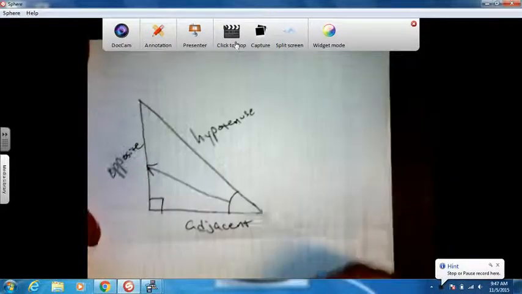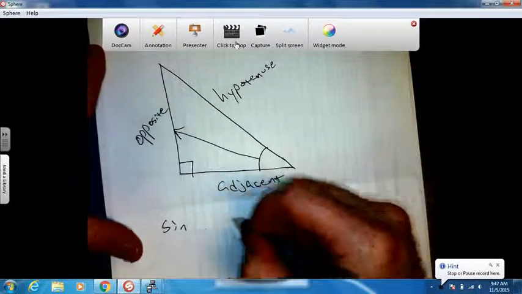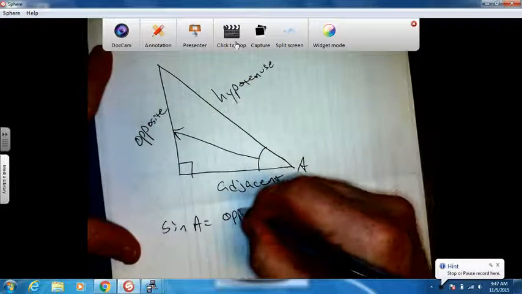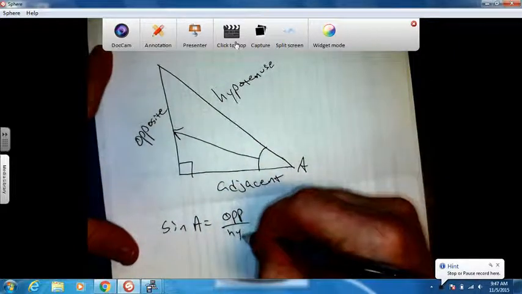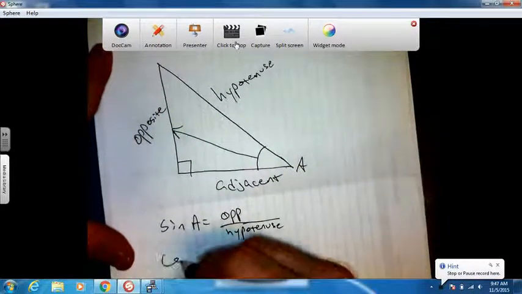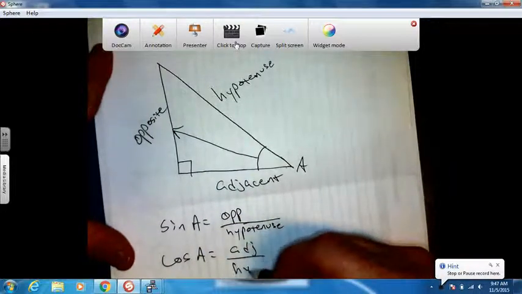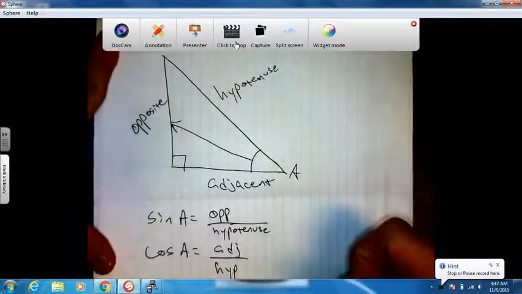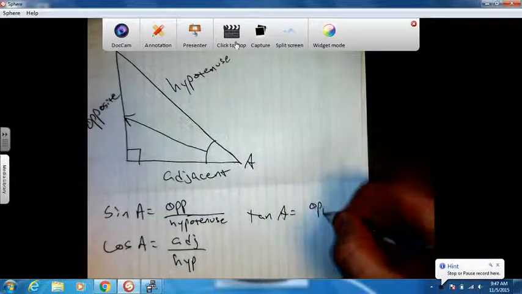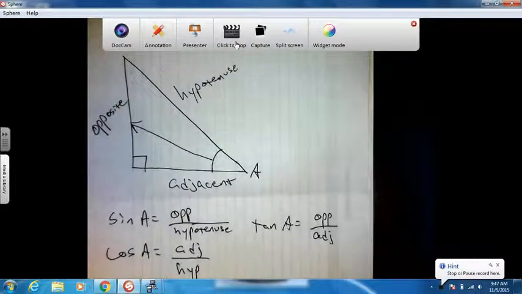Okay, now we define sine of the angle, which I'm just going to call A, to be opposite over the hypotenuse. We define cosine to be the length of the adjacent side over the hypotenuse. And we define tangent to be opposite over adjacent. Okay, that's all the background information you need.